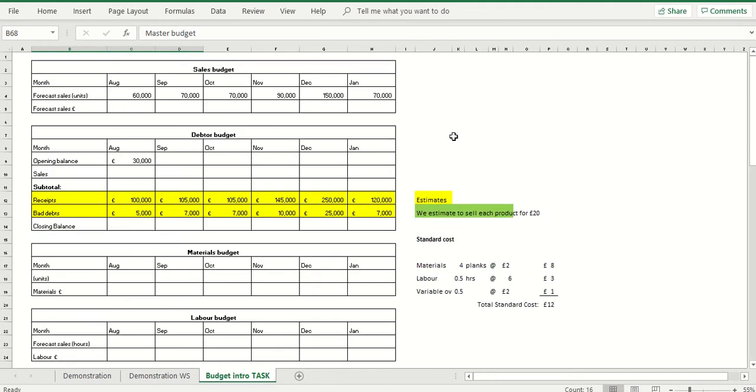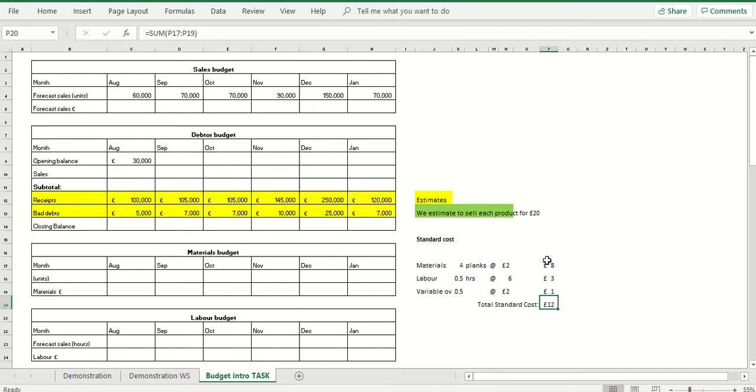So what we also need to be able to do is understand how much we estimate to sell each product for and what our standard cost is. If we just remind ourselves, the standard cost is what we believe each product will cost to make. And down here we can see we think it's going to cost £12 to make. And we think so because we need 4 planks of materials at £2 each.